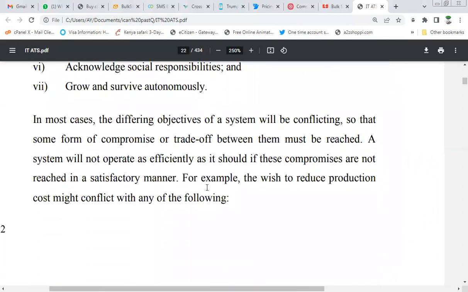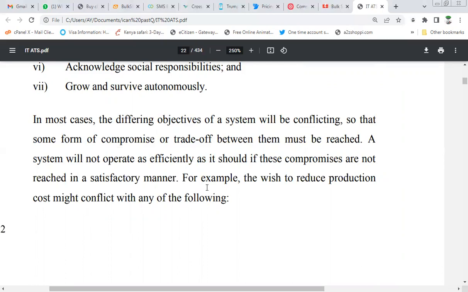Let's continue. In most cases, the different objectives of a system will be conflicting. You know, I said so earlier on that we have different individuals with different and strange characters, and you as the leader, you would need optimal qualities to be able to manage all of them. So that some form of compromise or trade-off between them must be reached. A system will not operate as efficiently as it should if these compromises are not reached in a satisfactory manner.